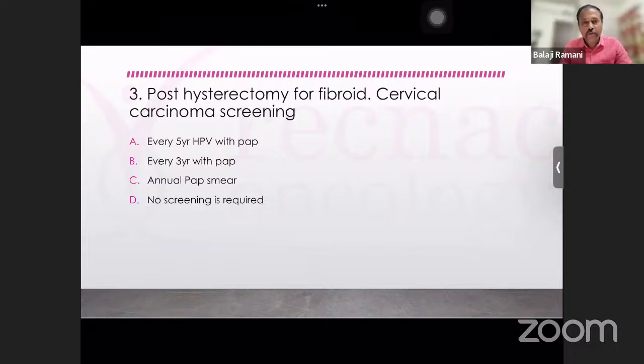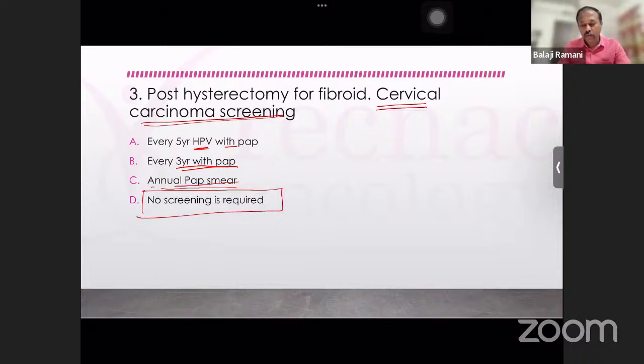Post-hysterectomy status for fibroid many years ago: what cervical cancer screening program will you advise? Is it every 5-yearly HPV with the pap smear, every 3 years a pap smear, an annual pap smear, or no screening required? Here the answer is, of course, no screening is required.